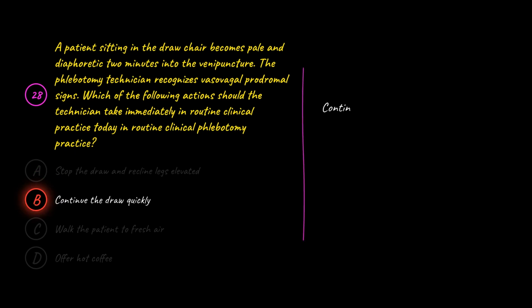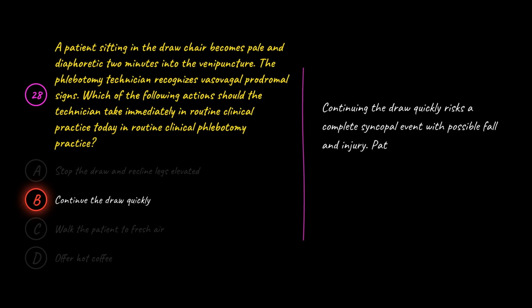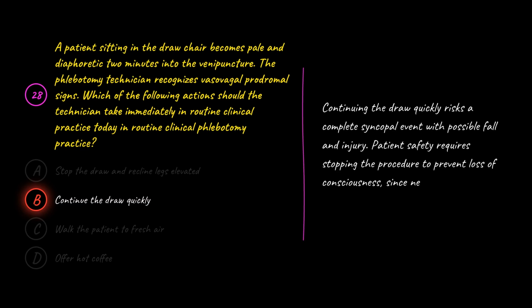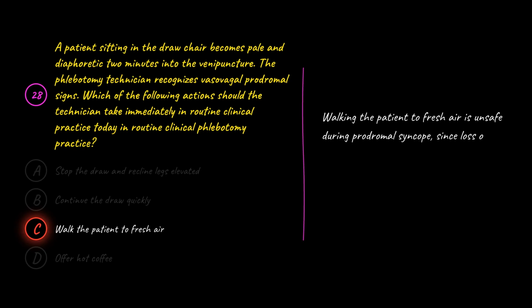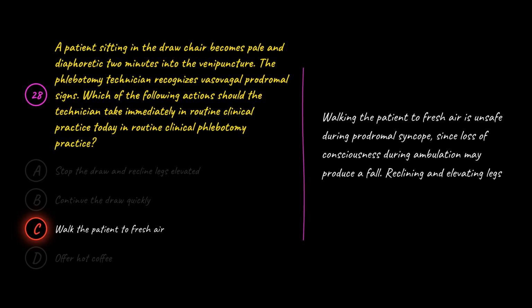B is wrong because continuing the draw quickly risks a complete syncopal event with possible fall and injury. Patient safety requires stopping the procedure to prevent loss of consciousness, since needle presence during a fall could cause additional puncture trauma. C is wrong because walking the patient to fresh air is unsafe during prodromal syncope, since loss of consciousness during ambulation may produce a fall. Reclining and elevating legs is the established response, with fresh air not part of any current guideline.